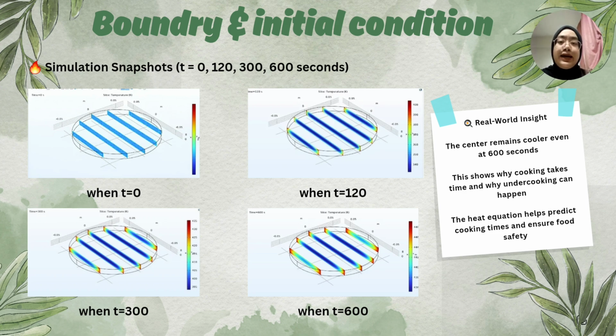At t equal to 120 and 300 seconds, we start to see the outer layer heating up. This is because of the convection from the hot air hitting the surface. That's our boundary condition at work. Even at t equal to 600 seconds, the center is still cooler. That's because heat takes time to conduct inward from the surface. This proves that heat doesn't instantly spread inside, and it explains why undercooking can happen if we don't give enough time.